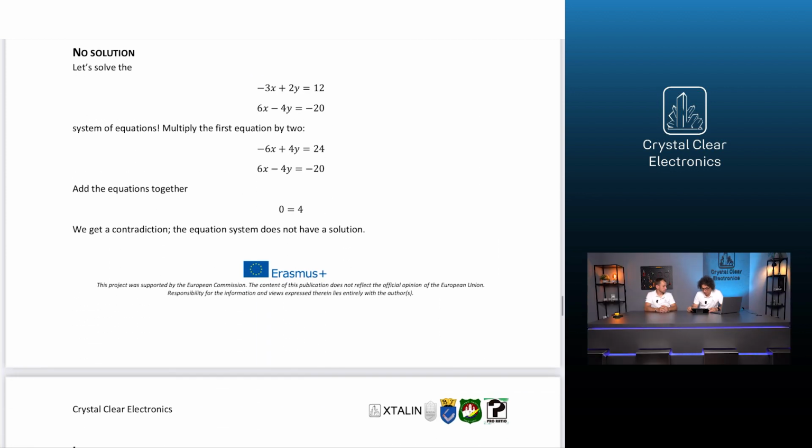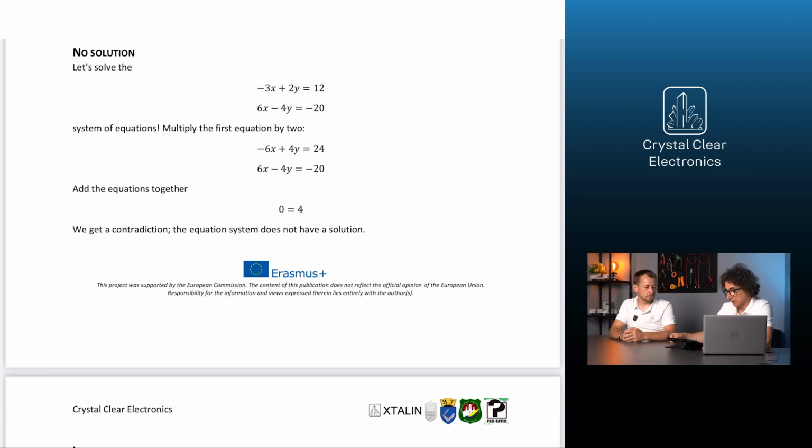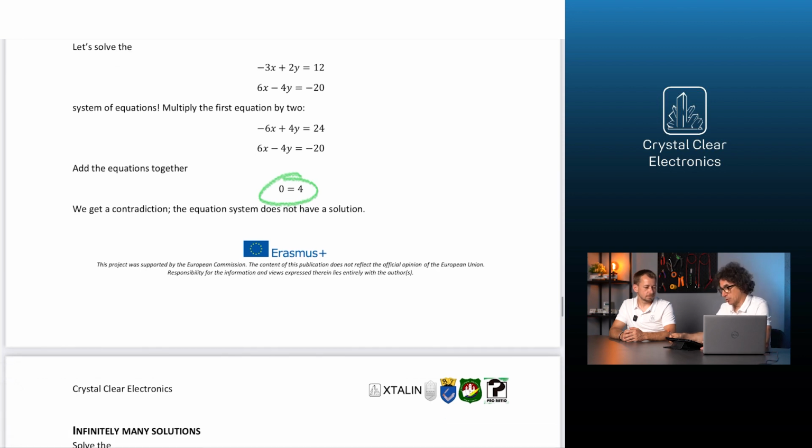We can come to a contradiction if the two equations are not independent from each other. In this case, whichever method you use to solve the equations, you will get no solution, as shown here. Sorting the coefficients, we get that 0 equals 4. Thus, the system of equations has no solution.